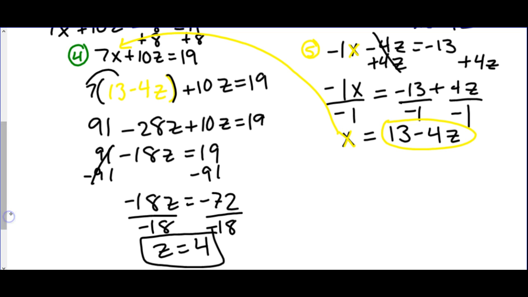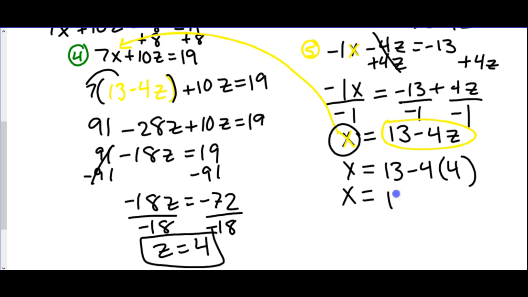Now we're going to go back and replace in some of our other equations. So I always look for the equations where we said, okay, this is what the one letter equals. So going back to our equation for letter x, we know x equals 13 minus 4z. Well, I just found z, so I can plug it in. Instead of writing z, I'm going to write 13 minus 4 times 4. And simplify. 4 times 4 is 16. 13 minus 16 is negative 3.